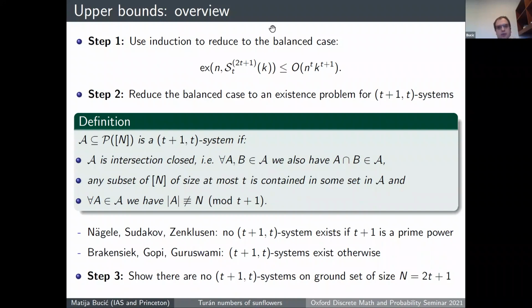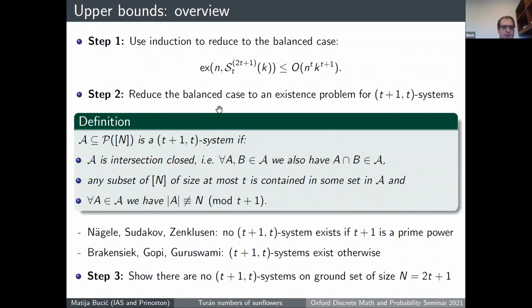So that's the overview of how the proof works. I'm not going to discuss the first step because it's somehow ideas that already existed. There are some new things here as well, but it's a little bit technical and perhaps hard to follow. So I'm going to focus more on steps 2 and 3.